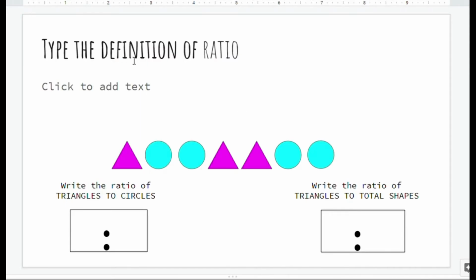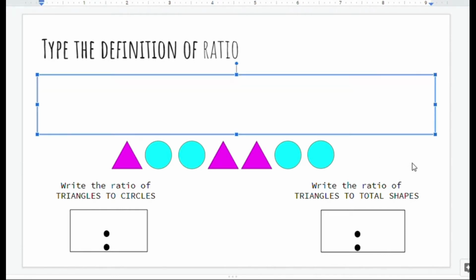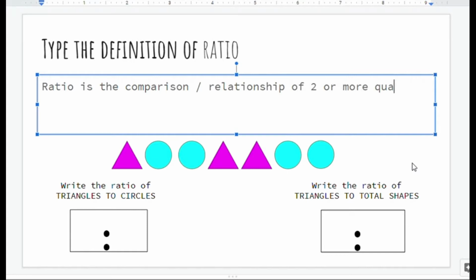The first thing we're going to be doing is defining a ratio. We have talked about ratios before, so I hope you have a little bit of an understanding of what the word means. Underneath, I want you to go ahead and click right here, and we're going to type the definition. A ratio is the comparison or relationship of two or more quantities. And a quantity is a number.